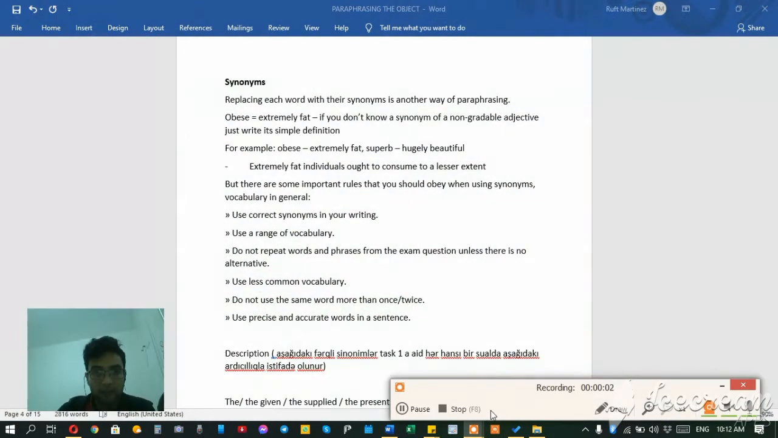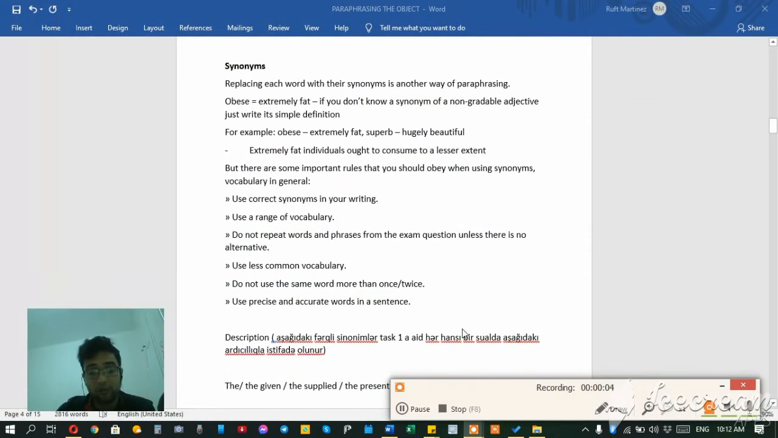Well, synonyms is a bit longer, so please listen to it carefully. Using synonyms while paraphrasing means replacing each word with words that are similar to that particular word. Replacing each word with their synonyms is another way of paraphrasing.